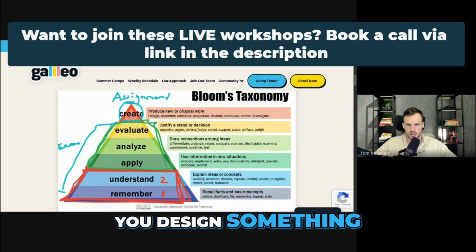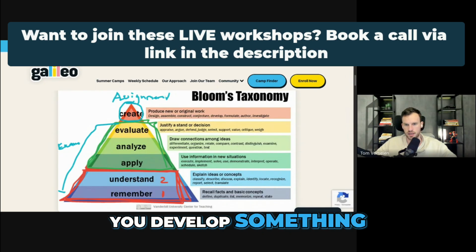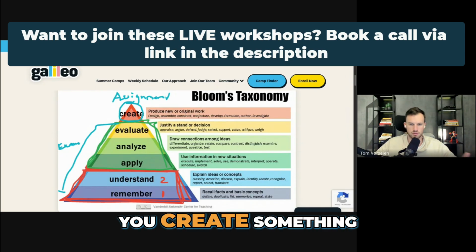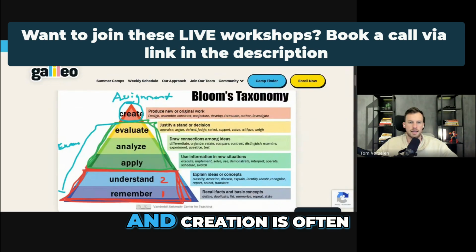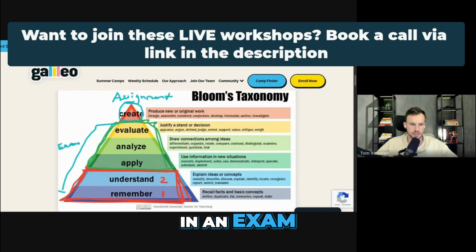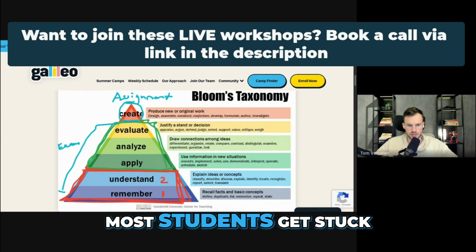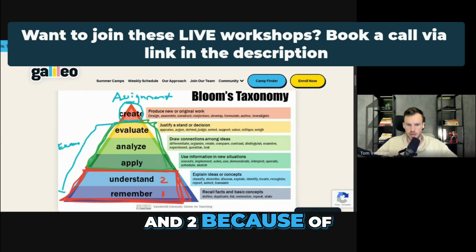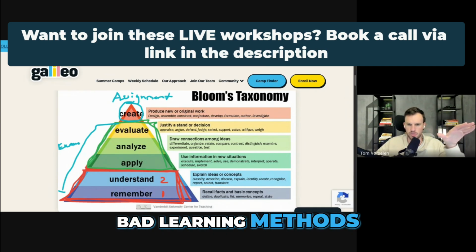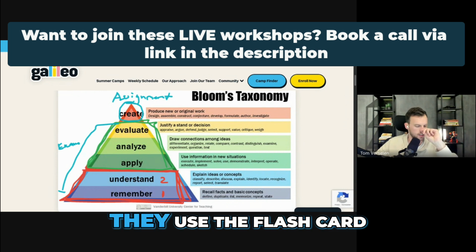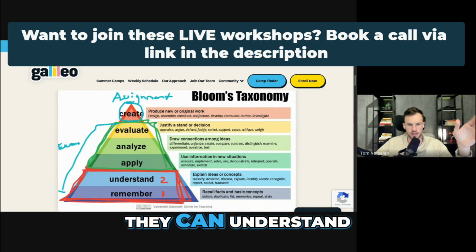You design something, you develop something, you investigate, you create something. And creation is often not really much tested in an exam setting. Summarization: most students get stuck at layer number 1 and 2 because of bad learning methods. So they use the flashcards, they can remember and they can understand.